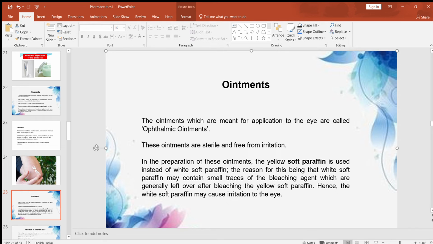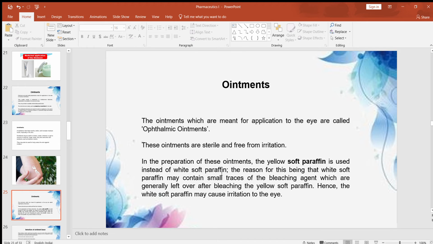Normally, if you want to use white soft paraffin, like in many formulations which may be transparent or white in color, in those formulations we'll prefer white soft paraffin. But how do we get white soft paraffin? We obtain it from yellow soft paraffin, converting yellow to white by a process known as bleaching. Any formulation which is transparent or white in color will go for white soft paraffin. Why? Because if we add yellow soft paraffin, it is going to change the color of the entire formulation. So in order to prevent that, we most of the time use white soft paraffin.